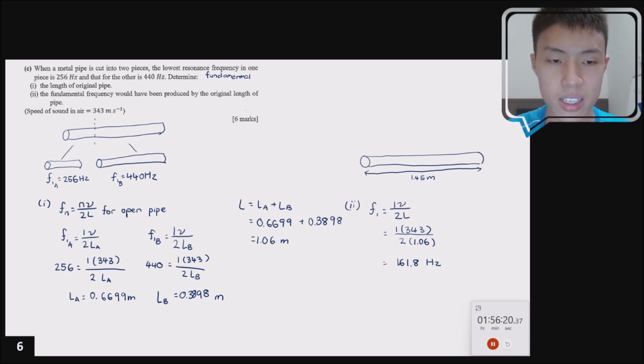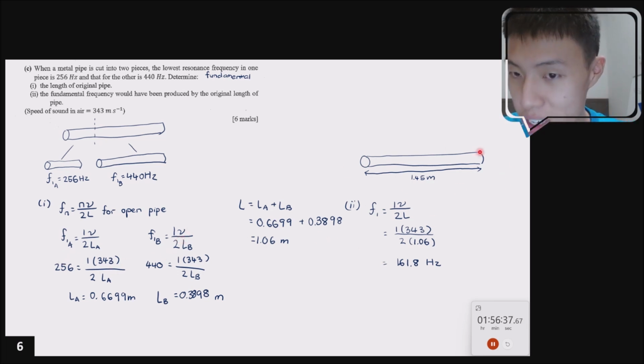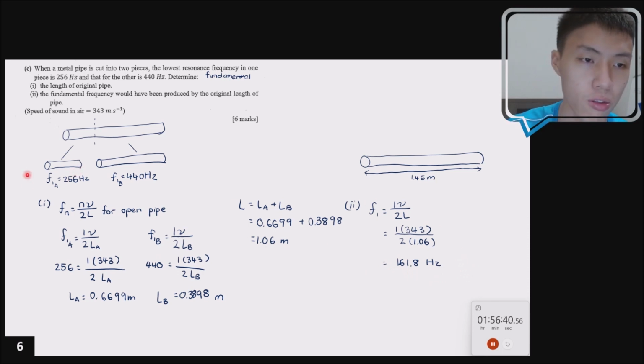So this is my answer. Let's check whether the relationship is correct or not. This is the longest pipe. Definitely the frequency should be lower than the other two, the original length of pipe B. Let me write it again. This is the longest pipe, so it should have a lower frequency compared to pipe A and pipe B. So 256 and 440 are larger than 161, so it makes sense. Next, 256 and 440. 440 is a higher number, higher frequency, shorter pipe. So you see pipe B is shorter than pipe A. So everything seems to make sense. So we can move on to the next question.